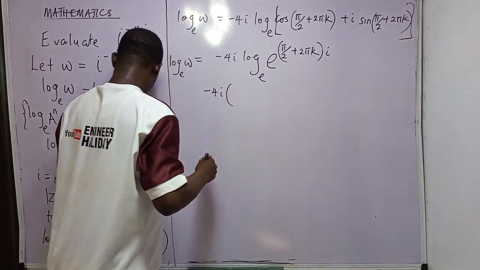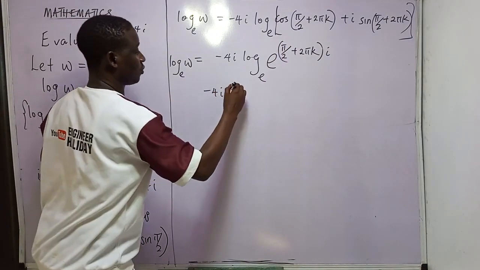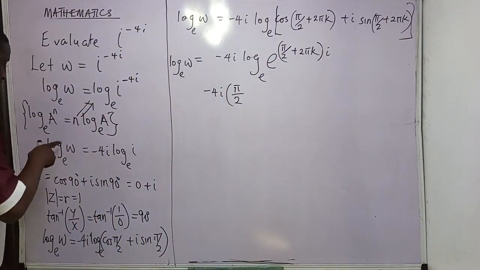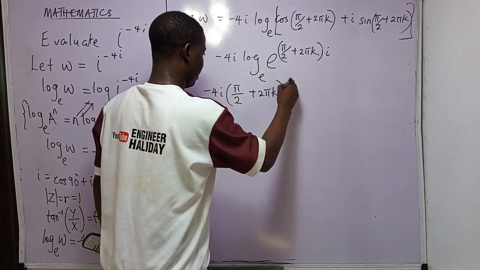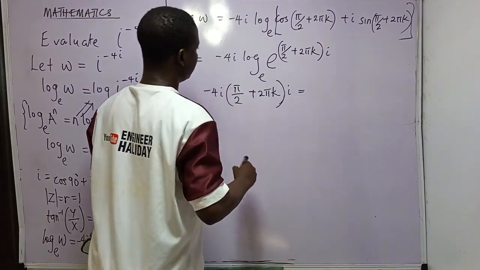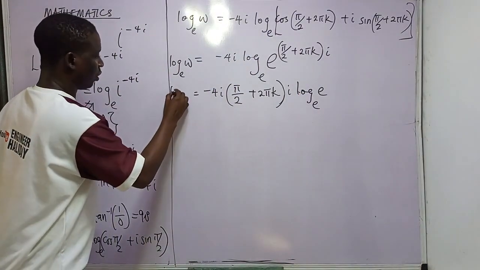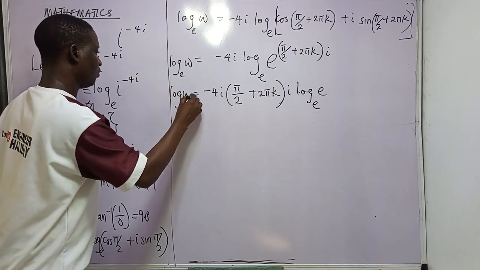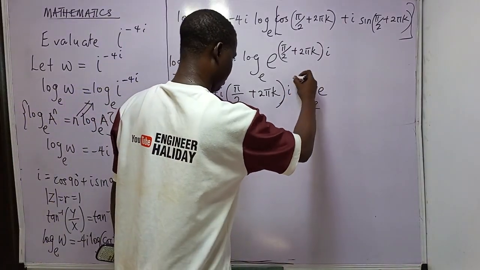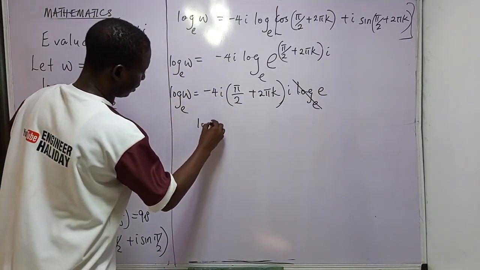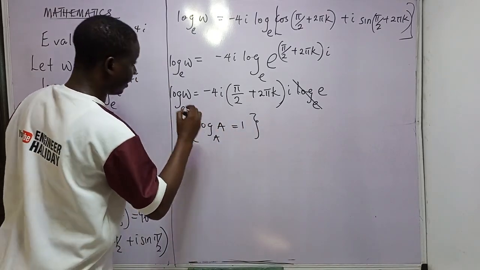Look at it. This one is already here, so we just drop this one too, according to the same law I gave you. Apply: pi over 2 plus 2 pi k times i, log to base e of e, is equal to log to base e of W. Now, having done that, this one will cancel out. Don't forget that log of A to the base A is equal to 1. So that's what we apply.